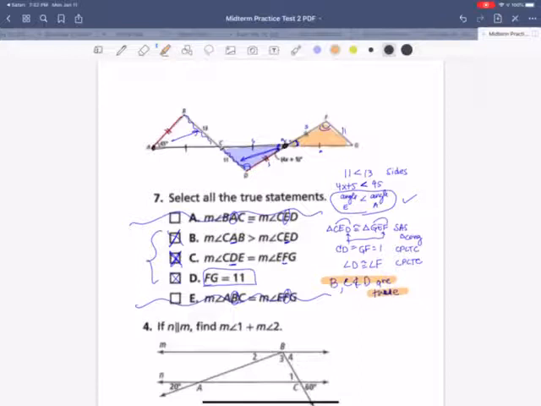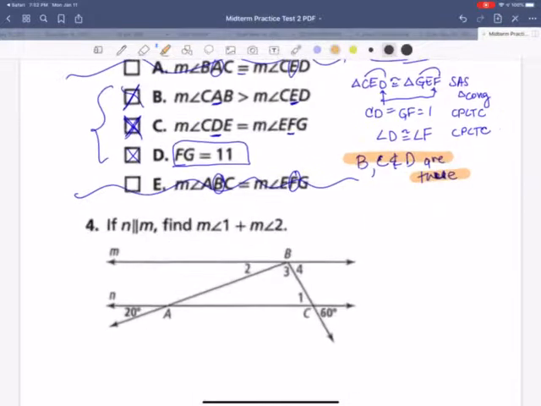Nice. Okay. Now let's see. It says if these are parallel, so if they force this to be parallel with this, find angle 1 and 2 added together. So this is vertical. That would be 20. This is 60, so this would be 60, right? Just vertical angles.